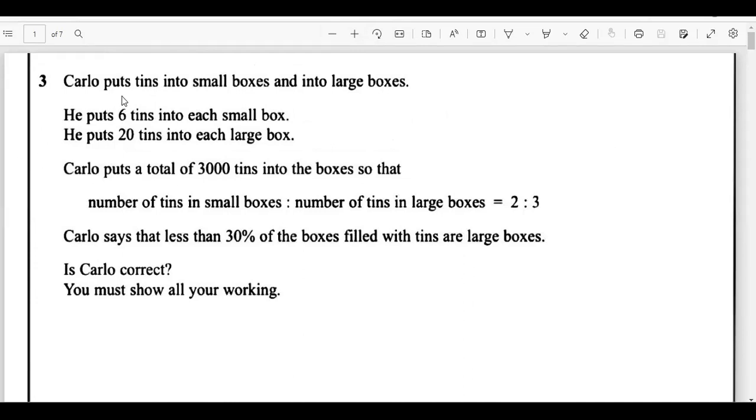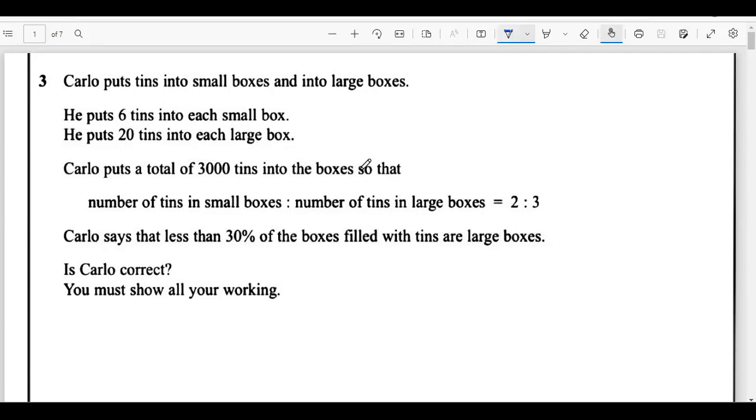It says Carlo puts tins into small boxes and into large boxes. He puts 6 tins into each small box. He puts 20 tins into each large box. Carlo puts a total of 3,000 tins into the boxes so that the number of tins in small boxes to the number of tins in the large boxes is 2:3. Carlo says that less than 30% of the boxes filled with tins are large boxes. Is Carlo correct?